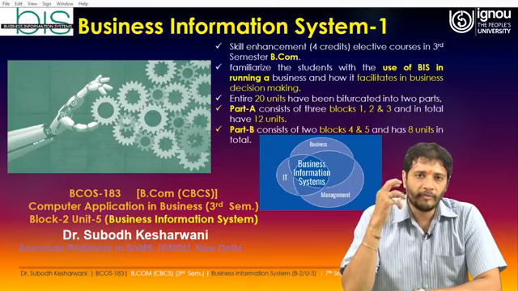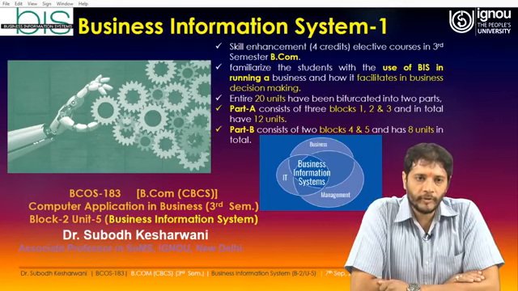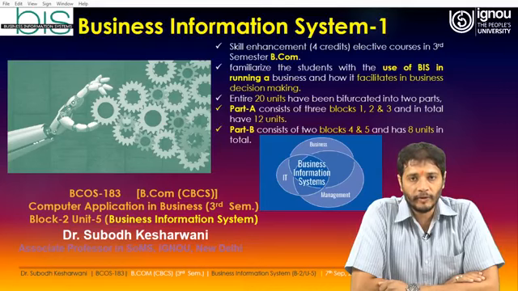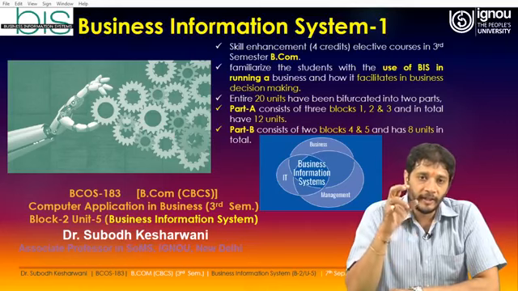Business information system is the fifth unit in this particular course, which is usually called computer application in business. This is part of a BCom course, and it is a skill enhancement 4-credit elective course. It talks about how the business information system is going to facilitate business houses, the business, and the society which is part of it, in decision making.